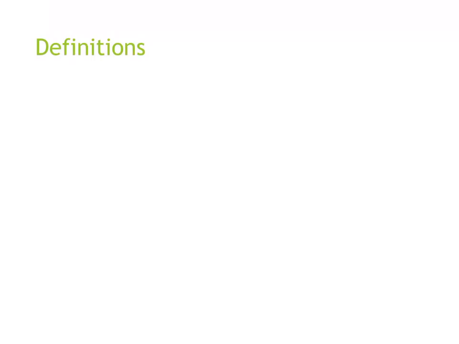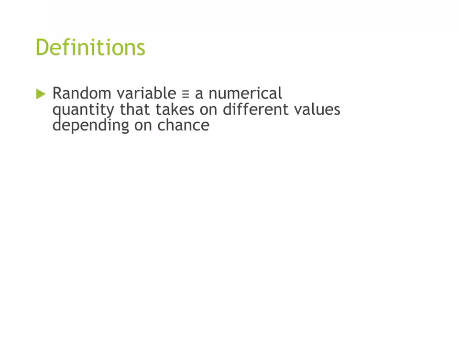Before we begin, let's talk about a couple definitions. A random variable is a numeric quantity that takes on different values depending on chance. Most of us have learned about probability and talk about it all the time. One big probability that you might talk about a lot is when it comes to betting and the Super Bowl coming up, the probability of something happening and the odds associated with it.